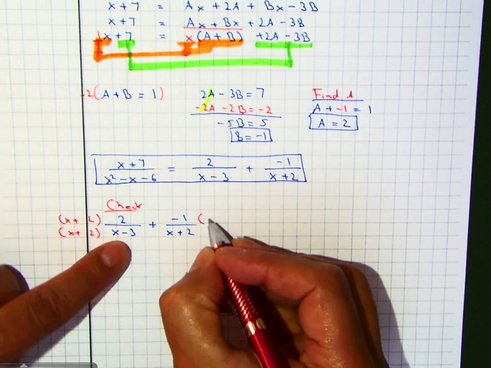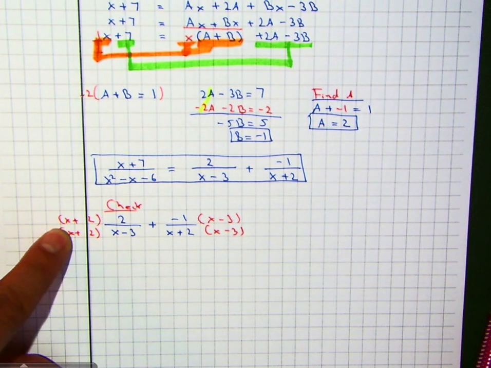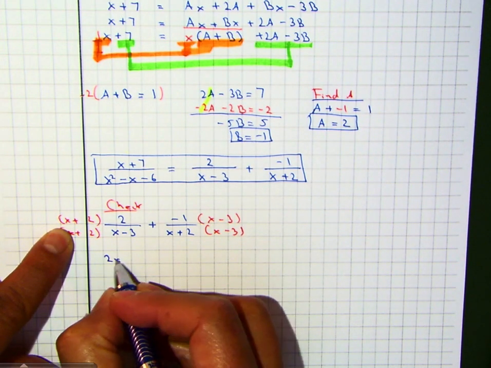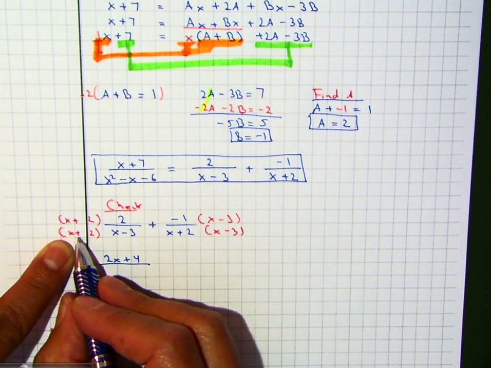Multiply this side by x minus 3, so that way we have the same denominator. So it gives me 2x plus 4 over. Since they have the same denominator, let me just multiply it out.